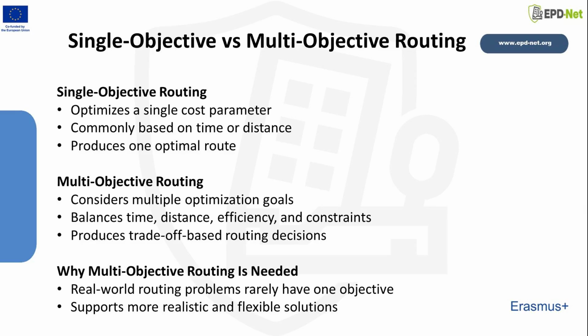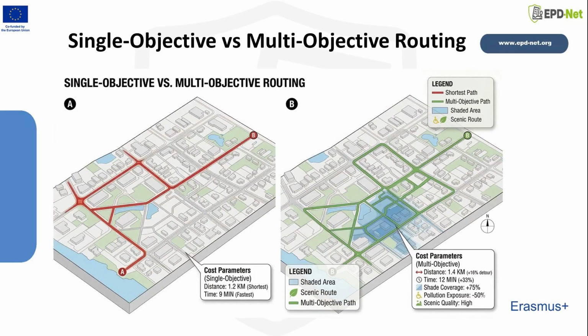Multi-objective routing, on the other hand, considers multiple optimization goals simultaneously. These goals may include minimizing time and distance, improving operational efficiency, or satisfying specific constraints. Instead of producing a single optimal solution based on one criterion, multi-objective routing evaluates trade-offs between different objectives. Multi-objective routing is needed because real-world routing scenarios rarely involve a single objective. By considering multiple factors together, advanced routing systems can generate more realistic, flexible, and context-aware routing decisions.